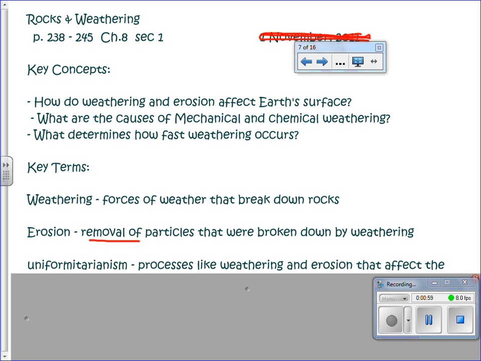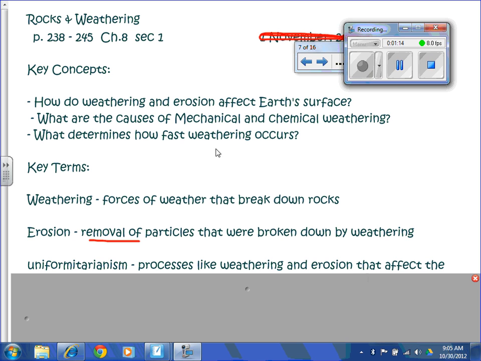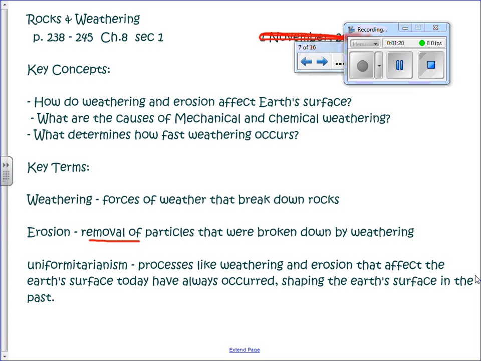And then the final thing on this first part that's important, uniformitarianism. What a big, huge word. Who knows what uniformitarianism is? It seems a little confusing at first. Uniform means to be the same. Uniformitarianism is that processes like weathering and erosion affect the Earth today, but we need to assume they also acted in the past.